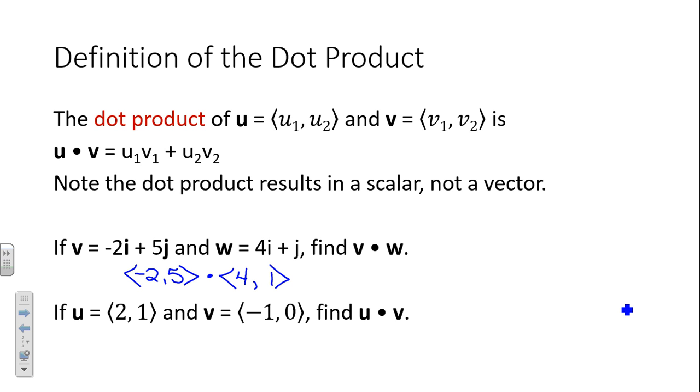What are we going to do? Multiply negative 2 times 4 and 5 times 1. And what do we do? Add. So negative 2 times 4, negative 8, right? Negative 8 plus 5 is going to get us negative 3. Not too bad, right?